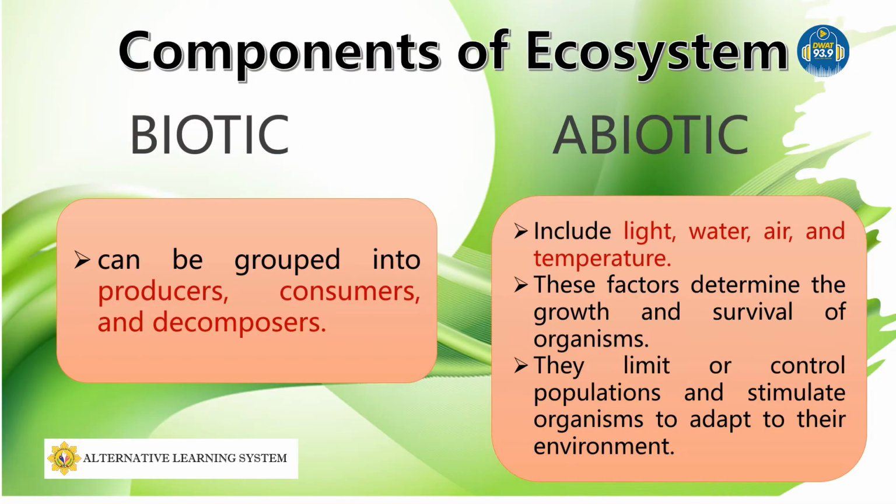Components of ecosystem. Biotic and abiotic. Biotic can be grouped into producers, consumers, and decomposers. While abiotic includes light, water, air, and temperature. These factors determine the growth and survival of organisms. They limit or control populations and stimulate organisms to adapt to their environment.